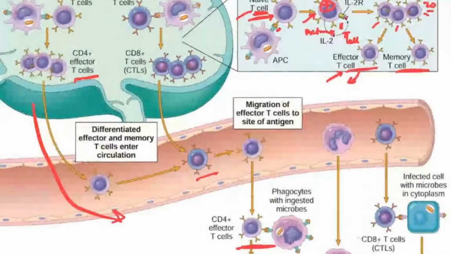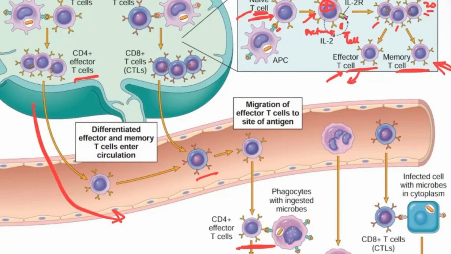But then these memory T cells will remain behind. They didn't go out to fight the infection. And once the pathogen comes back, they will be there waiting for it. These memory T cells will be the ones that are activated to fight that infection. So all of that is the job of interleukin 2.